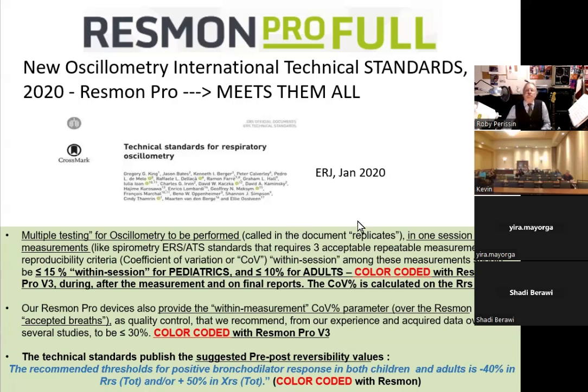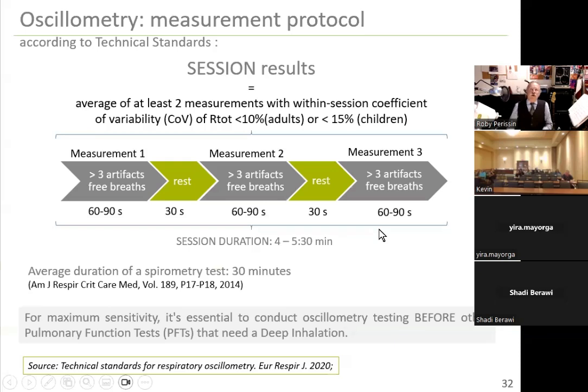So how does a session happen? We know about spirometry; we've worked with spirometry all our lives. How does it work with oscillometry? You do a first measurement of 10 normal accepted breaths. The patient rests for a few seconds. Then you do a second one, rest for a few seconds, and then the third one. So remember the rule of the 5 minutes: it all happens in less than 5 minutes.